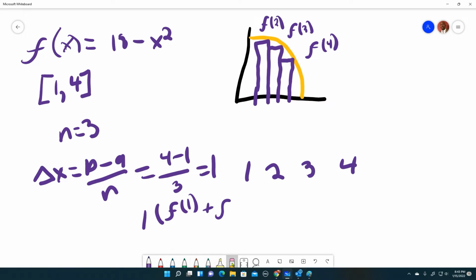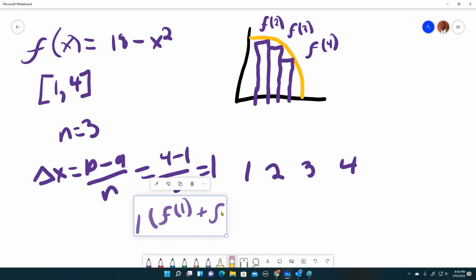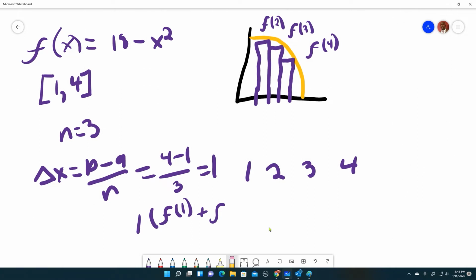I was thinking of a left Riemann sum. Please forgive me. Let's get rid of that. And let's go back to the drawing board.